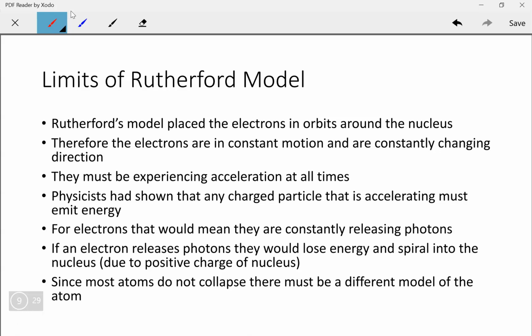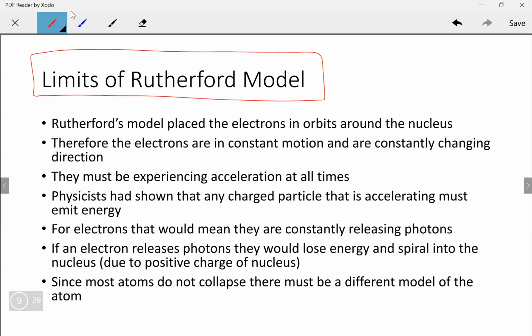There is a catch, however. The limit of the Rutherford model here is that, based on that theory, the electrons should experience acceleration at all times. So any charged particle that is accelerating must be emitting energy. That was a known rule at the time.